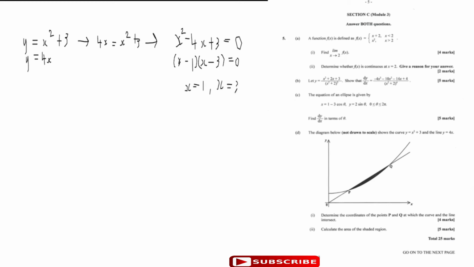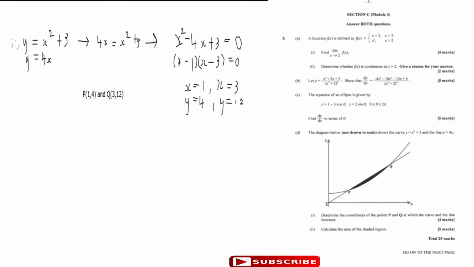Now, since x is equal to 1 and y is 4 times x, then in this case, y is equal to 4 times 1, which is 4. And in this case, y is equal to 4 times 3, which is 12. So go ahead and write it down. Tell them what is P and tell them what is Q. So you can tell them that P is (1, 4), and Q is the point (3, 12). Go ahead and tell them that, man. Nice.